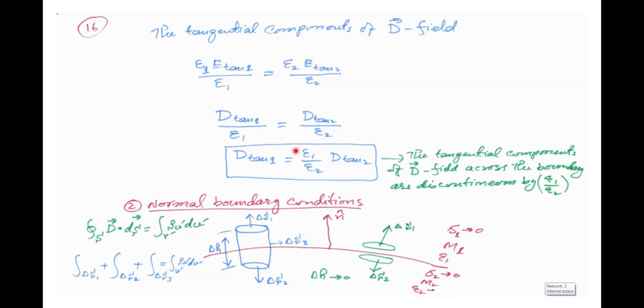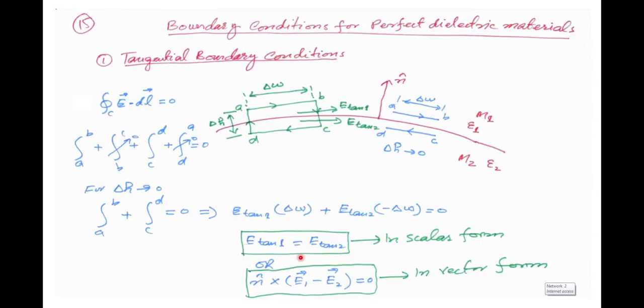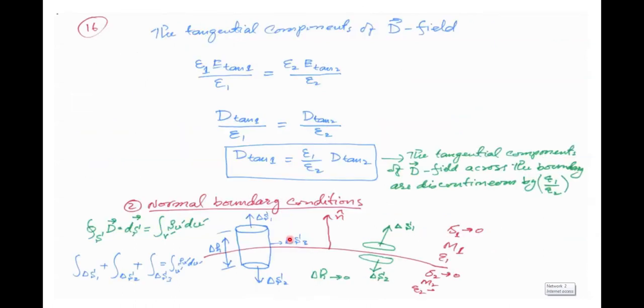That is, the tangential components of D field are discontinuous by this ratio, whereas the tangential components of E field are continuous across the boundary. There is no change in the tangential component of E field across the boundary between two different dielectric materials. Now let us develop the expression for the normal boundary conditions. For normal boundary conditions, we use the integral form of Gauss's law. Let us consider an interface between two different dielectric materials.